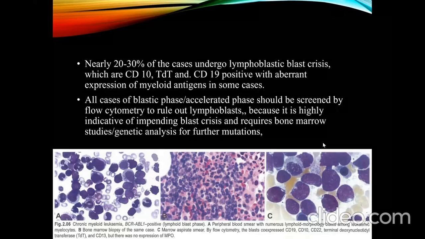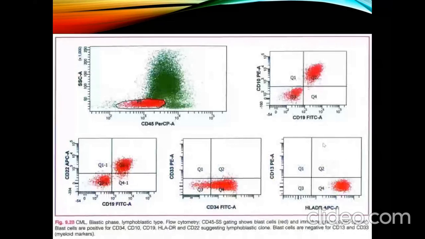If we take a look at the picture below, picture A is showing us peripheral blood smear with numerous lymphoid morphology blasts among leukemic myelocytes, and picture B is showing us bone marrow biopsy of the same case. The picture C is showing us the marrow aspirate smear. And here by flow cytometry, we can see that they are CD10 and CD19 positive, as we can see here, but they are CD33 negative and also CD13 negative, which proves they are of lymphoid origin.